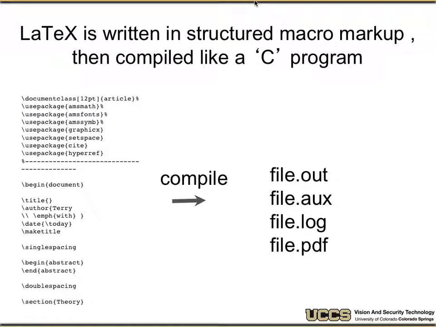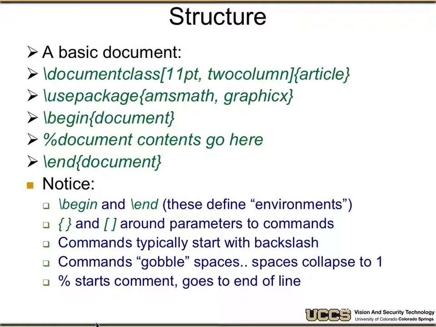So, given a very simple LaTeX document, this is actually not even minimal because I have a bunch of packages, I can compile that and then get an output file. Your basic structure starts with the word documentclass and then some type of predefined structure like an article. Include some packages, begin document, document contents, end document.